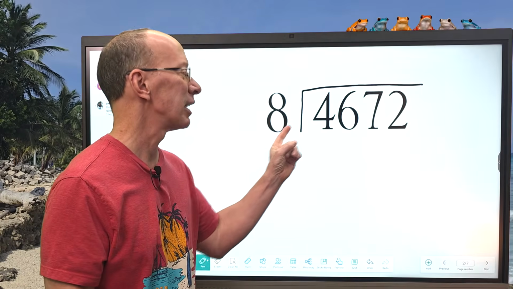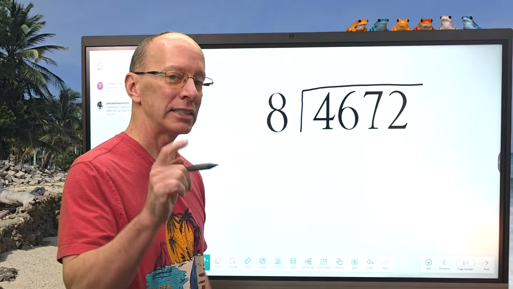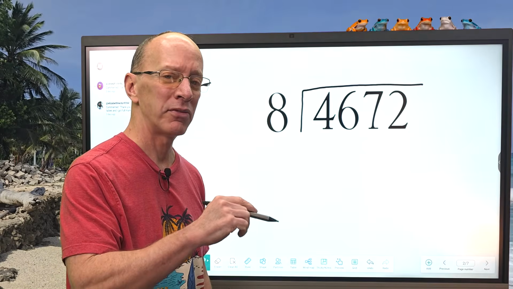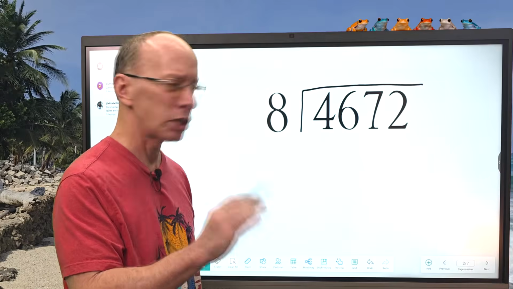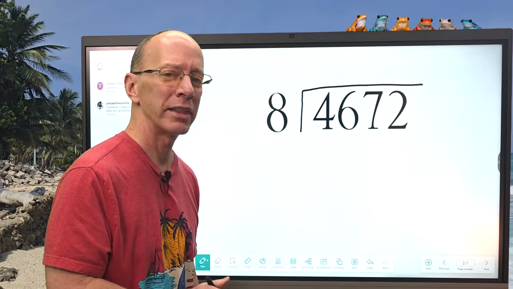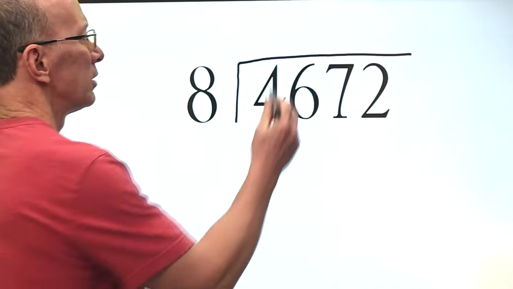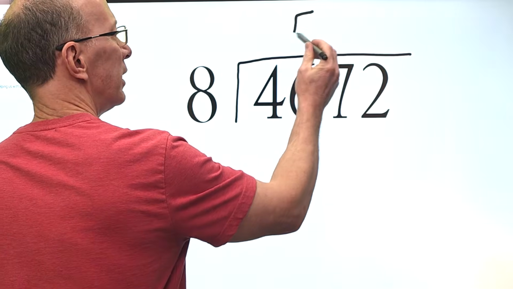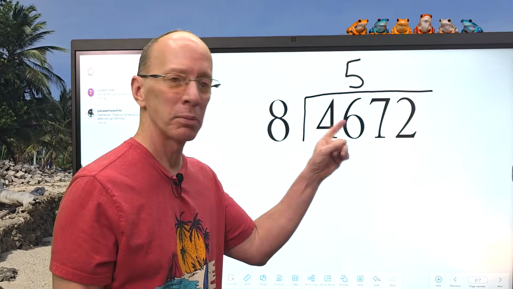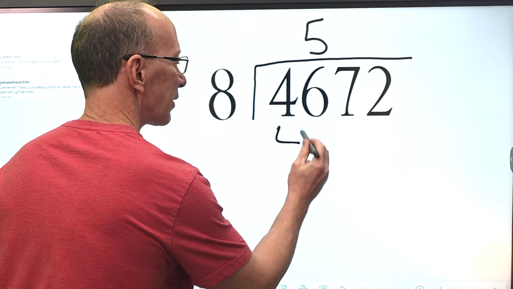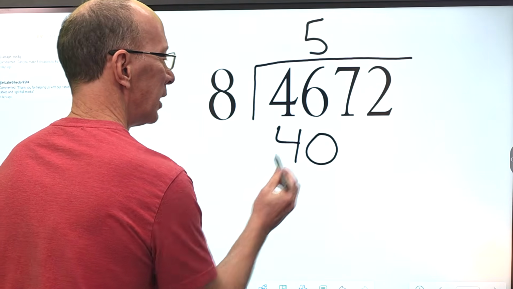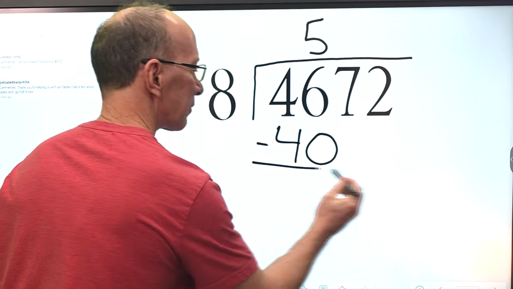So how many 8s can I put into 46? 8 times 3, 24. 8 times 5 is 40. 8 times 6, 48. Too big. Let's stay with 8 times 5. So I'm going to go ahead and put 5 right here. And then our next step is multiplication. 5 times 8 equals 40. All right. Then I subtract.